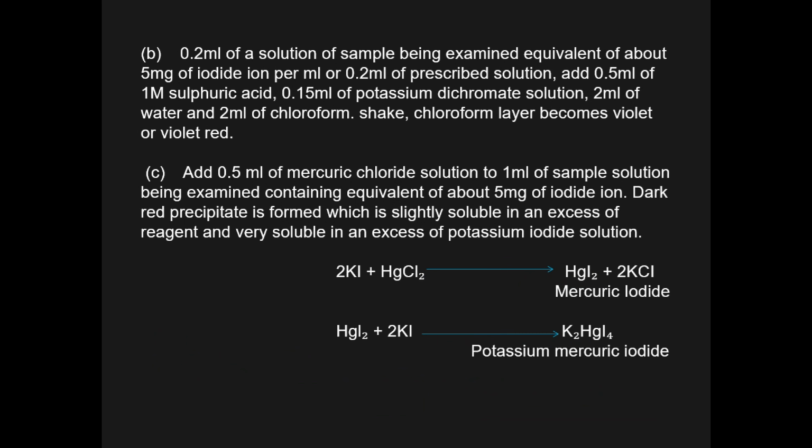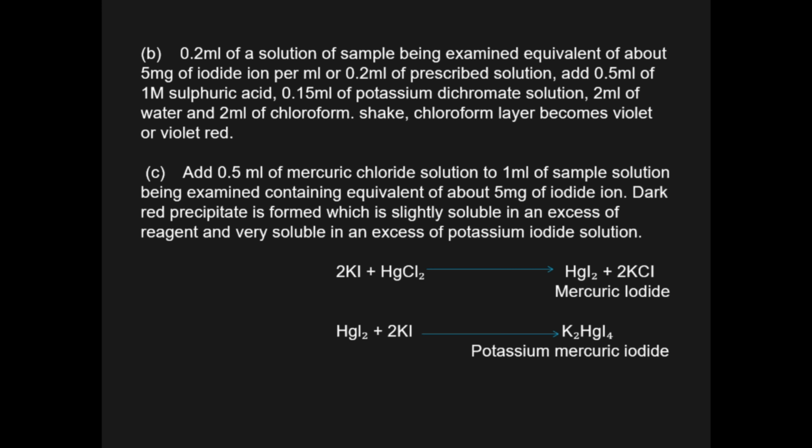Second method: 0.2 ml of solution of the sample being examined, equivalent to about 5 mg of iodide ion per ml, or 0.2 ml of prescribed solution, is taken. To this, 0.5 ml of 1 molar sulfuric acid and 0.15 ml of potassium dichromate solution along with 2 ml of water and 2 ml of chloroform are added. This mixture is shaken. The chloroform layer becomes violet or violet red. This is how we can identify the iodide ion in the given sample.